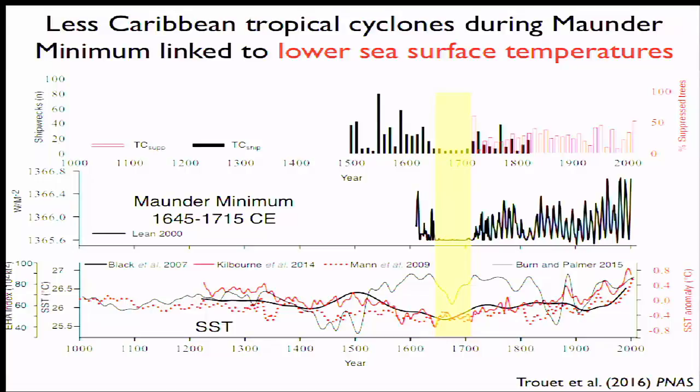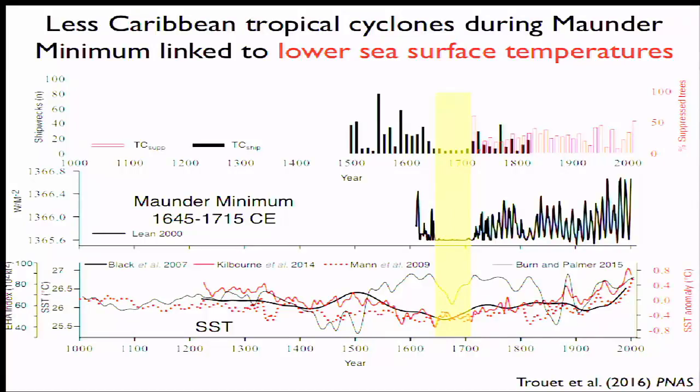These are fully independent data sets, obviously, and here are some more independent data sets, other proxies that record the temperature of the ocean in the North Atlantic back in time, four different records, and they all show during the Maunder Minimum that global temperatures were cooler, but also ocean temperatures in the North Atlantic basin were cooler, which is a potential explanation of why there would be a reduction in the number of hurricanes.